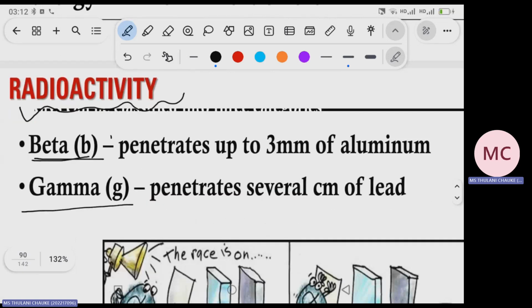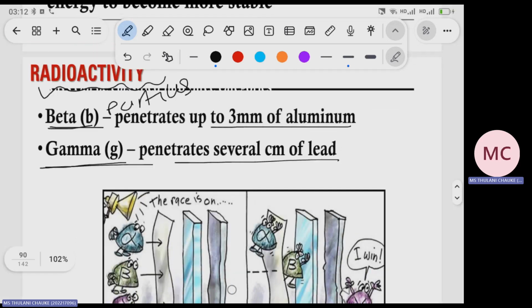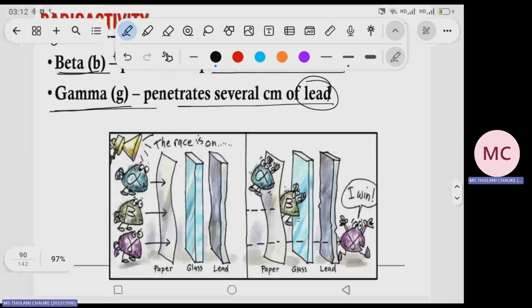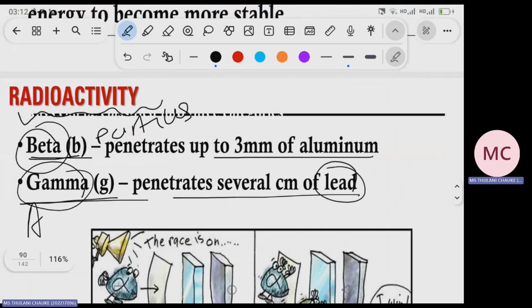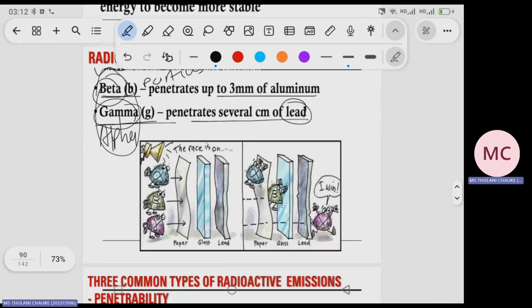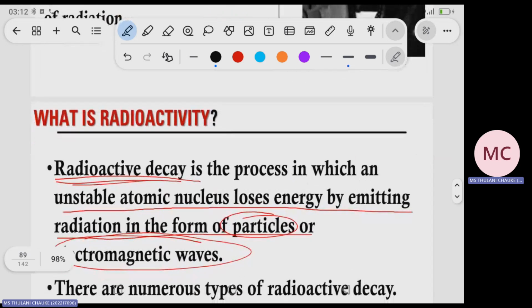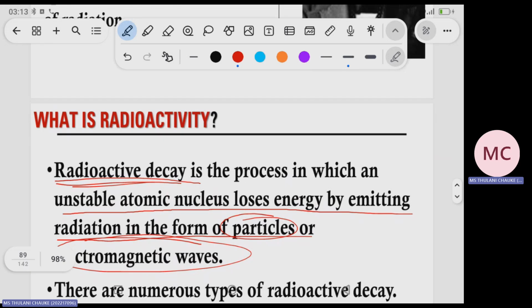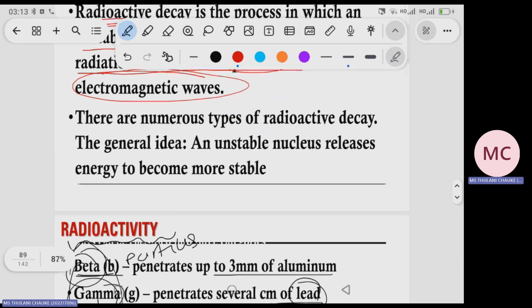Those beta particles, they will penetrate up to 3 millimeters of aluminum, and then gamma will penetrate several centimeters of lead. So what you guys have to understand is that beta, gamma, and alpha, we're just talking about types of particles. Right? So with the decaying, it means what will happen to the nucleus? How will it lose its energy when it enters a particular medium, such as this one?